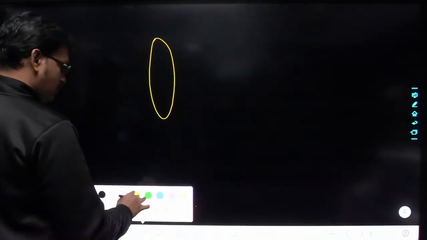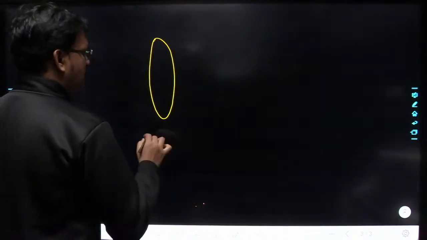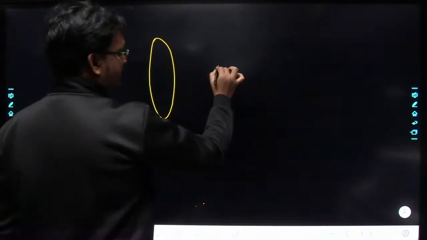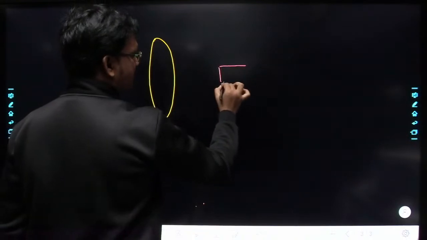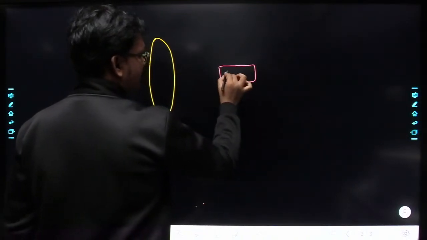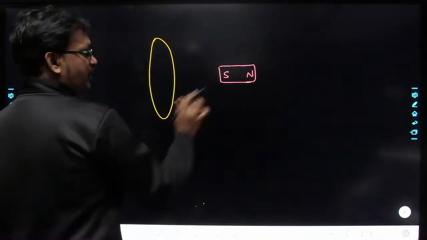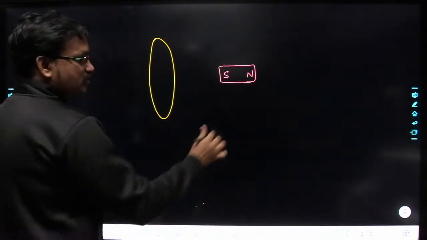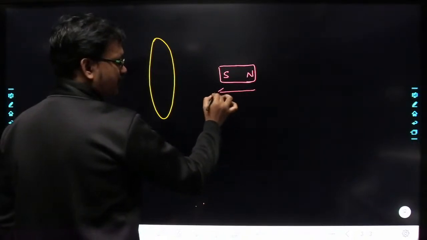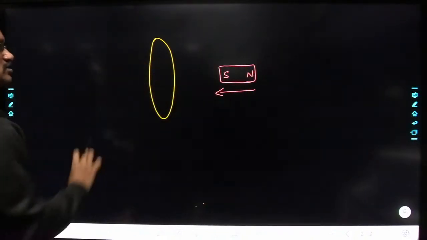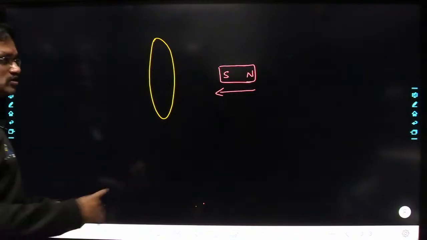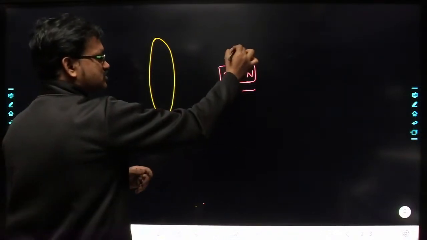Okay, so now let us consider the magnet. Let us consider this is the magnet here. Here I am considering north pole, and here I am considering south pole. So let us assume this magnet is moving towards the loop in this case. So let us consider this is the first case, right?